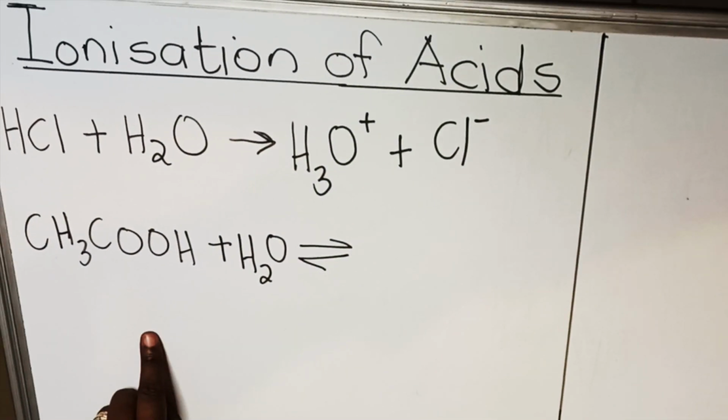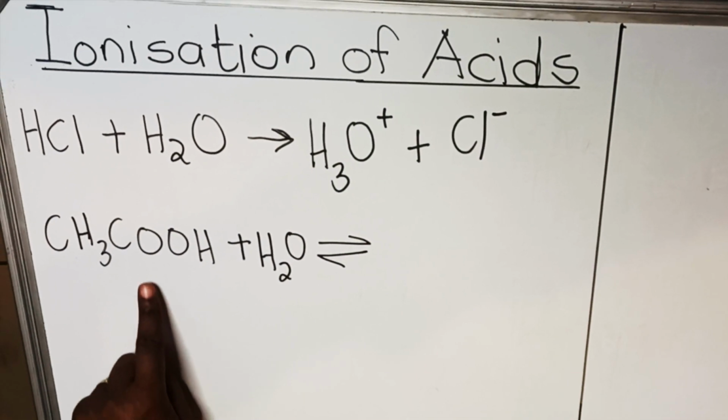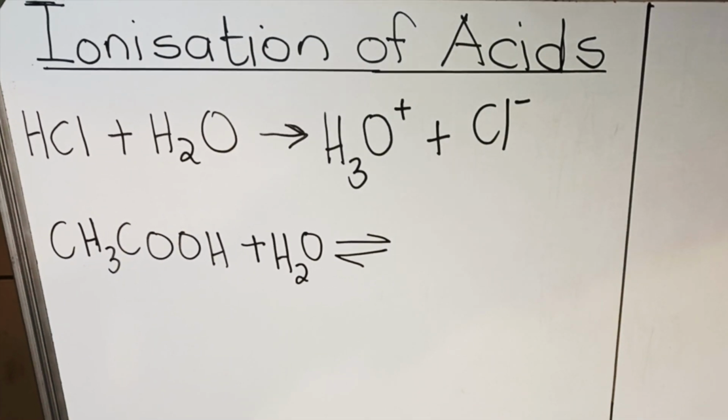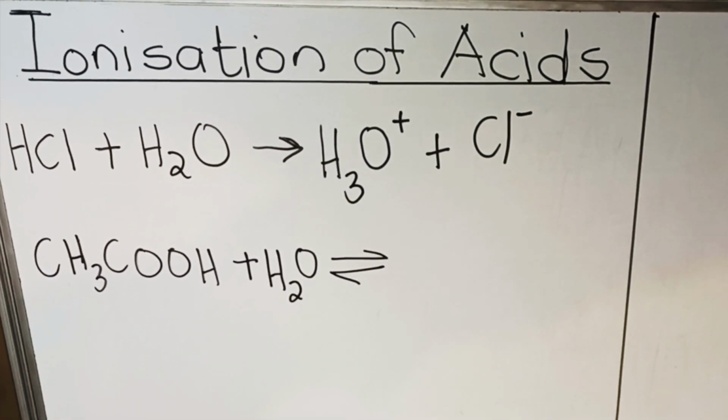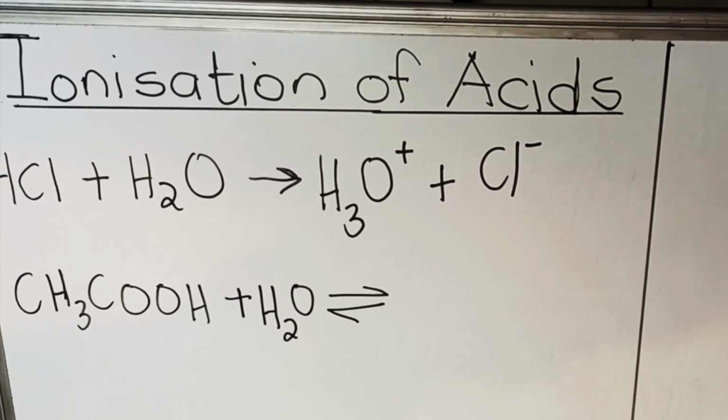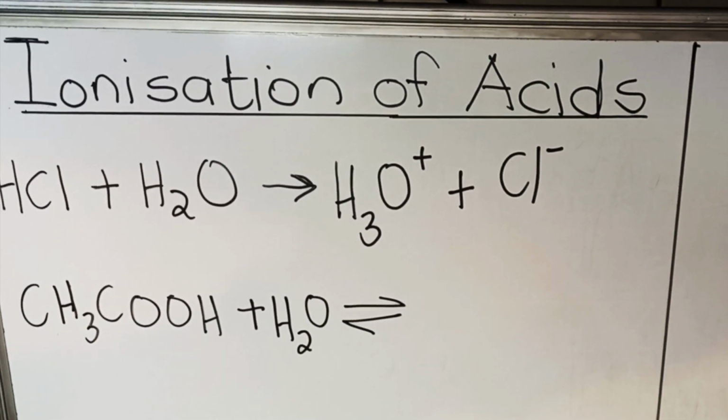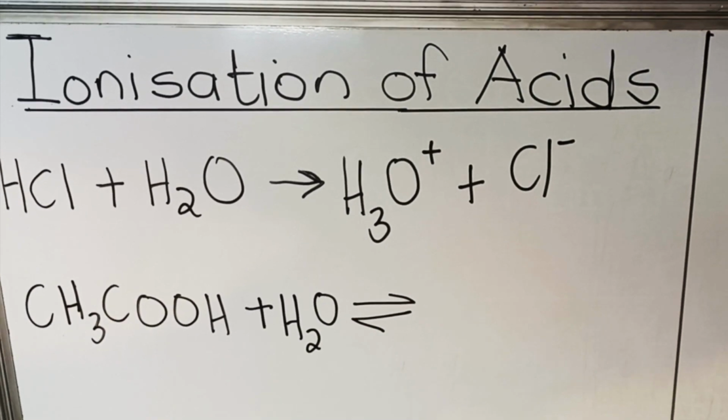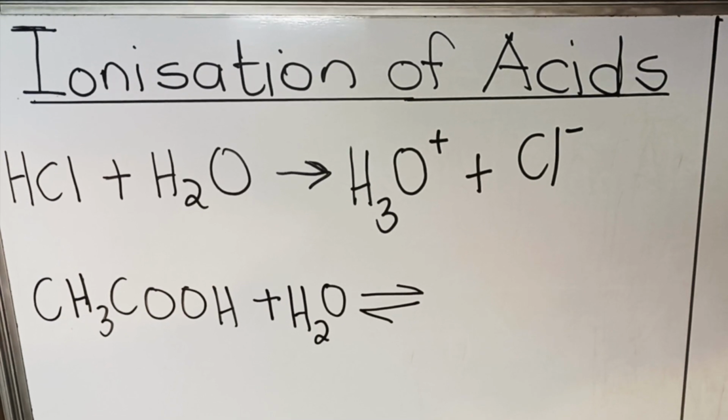Now with our second example, we have ethanoic acid. The ethanoic acid is an acid from organic compounds. All the acids that are from organic compounds are weak acids. What do we mean by that? Weak acid, we say it ionizes incompletely.